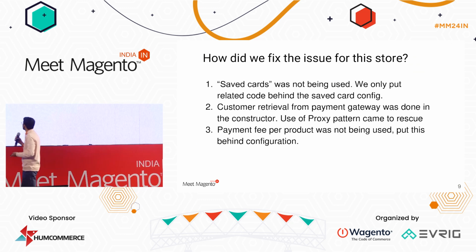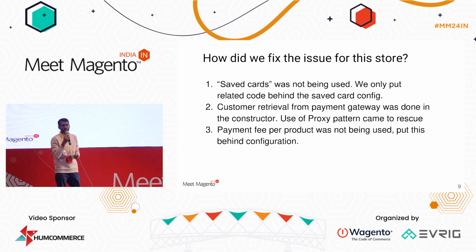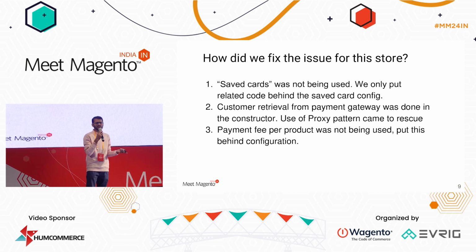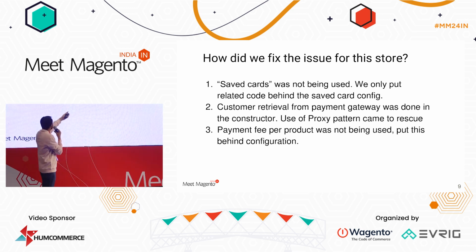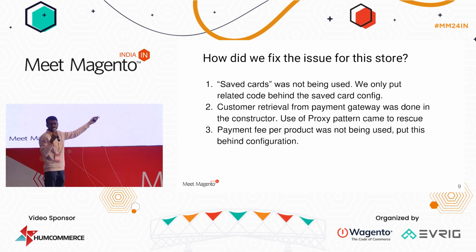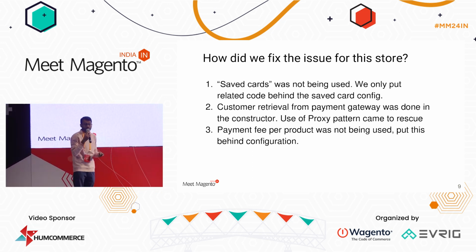I did this process, and I was able to get the whole response time down to 800 milliseconds from 7 seconds in an effort of 2 days. I think that's pretty good. It's easy, but the solution was very simple. Check if saved cards is being used. Check if customer retrieval from payment gateway was done in a constructor, and use a proxy pattern, a variation of that. And then payment fee per product was not being used, so I got rid of it.